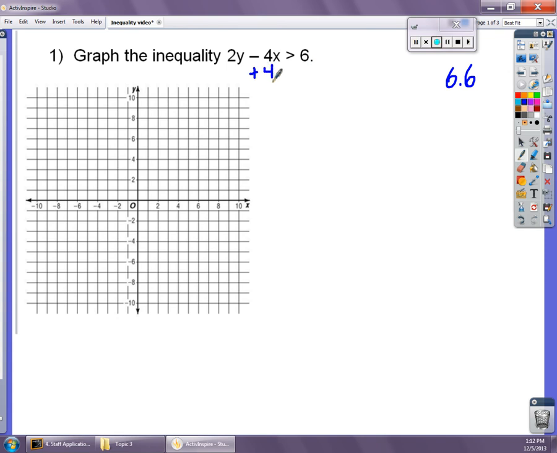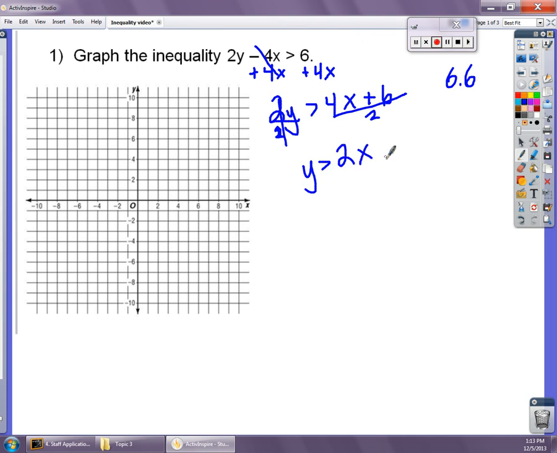So if you add 4x on both sides, go ahead and do that, you are left with 2y is greater than, this cancels out, 6 plus 4x. I'm going to write it in slope-intercept form, so I'm going to write the 4x first. And last, you're going to divide both sides by 2, which means both terms get divided by 2. And you're left with y is greater than, 4 divided by 2 is 2x, 6 divided by 2 is a positive 3. So now that we have it in slope-intercept form, I'm going to go ahead and graph a line.